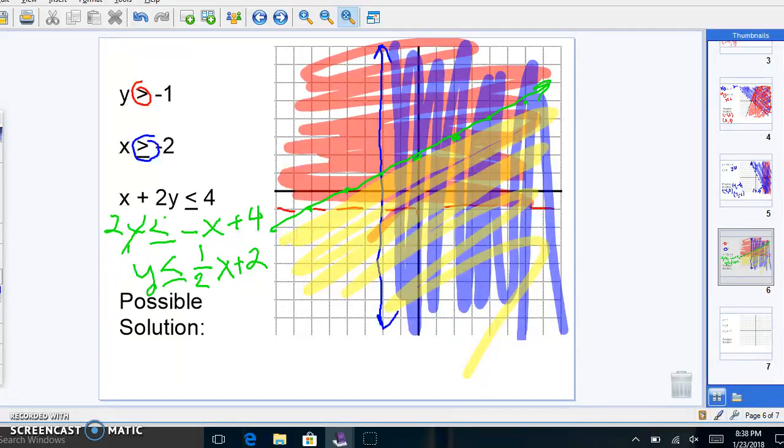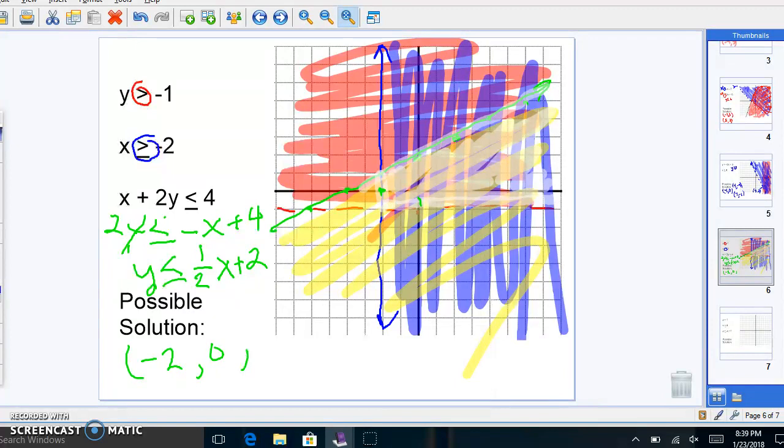And what our solution tells us is it can be anything on this line, and then it has to be to the right of this solid line, and then anything above the dotted line. So anything in here, it just can't be on or touching the dotted line. So possible solutions here, you could have a possible solution of -2, 0.